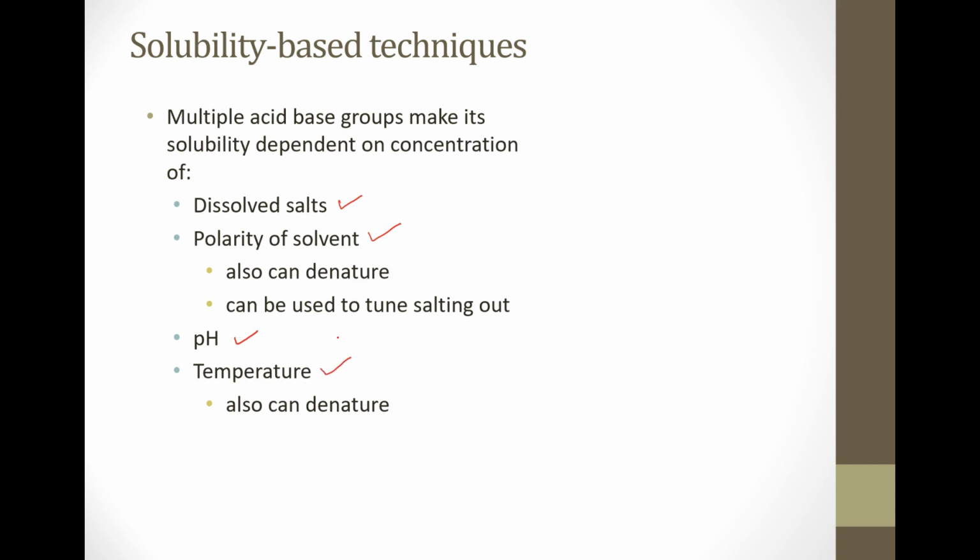Temperature often causes denaturation. So denaturation is the modification of the higher levels of structure of the protein. Doesn't change the primary structure, rarely changes the secondary structure, but modifies the higher levels of structure. And when that happens, often proteins will come out of solution.